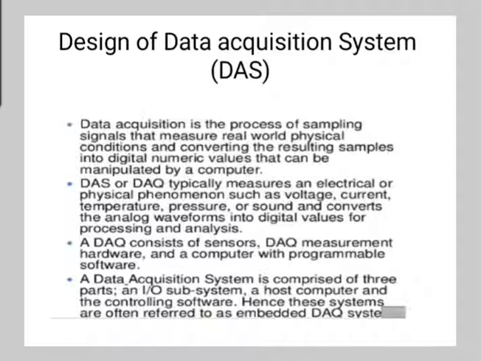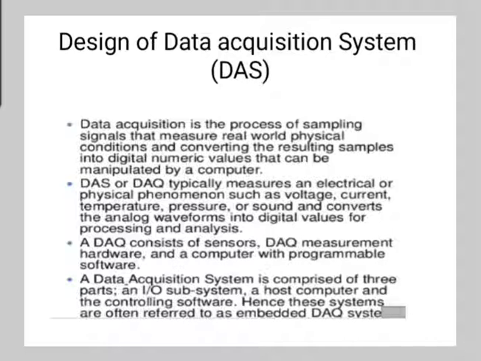So data acquisition is the process of sampling the signal that measures a real world physical condition and converting the resulting sample into digital numeric values that can be manipulated by a computer. DAS or DAQ typically measures an electrical or a physical phenomenon such as voltage, current, temperature, pressure or sound, and converts the analog waveform into digital values for processing and analysis.